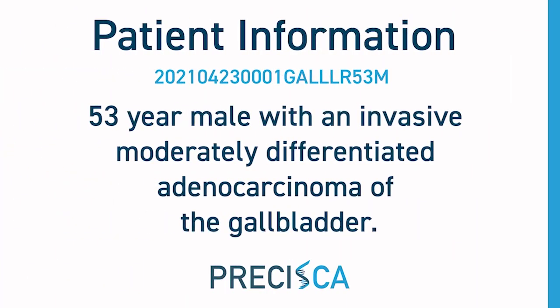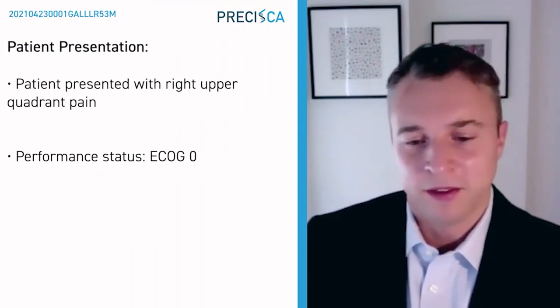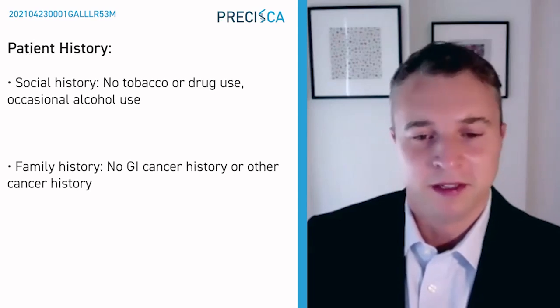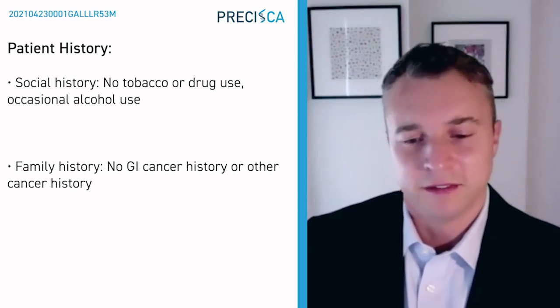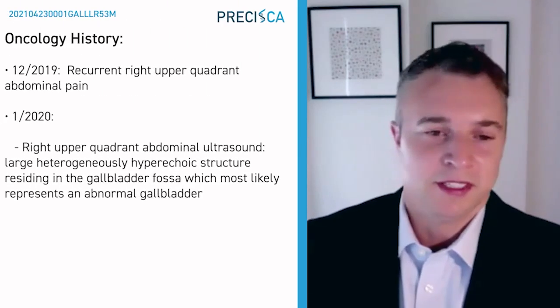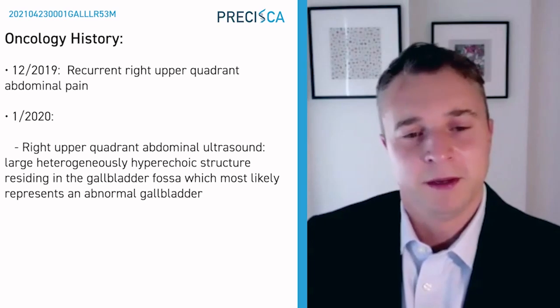This is a relatively young male with an invasive, moderately differentiated adenocarcinoma of the gallbladder. So, a pretty typical presentation. The patient comes in with right upper quadrant pain, otherwise perfectly healthy, with really no significant past medical history or GI cancer family history. I think all of our institutions have seen cases quite similar to this. So the patient has come in with recurrent abdominal pain.